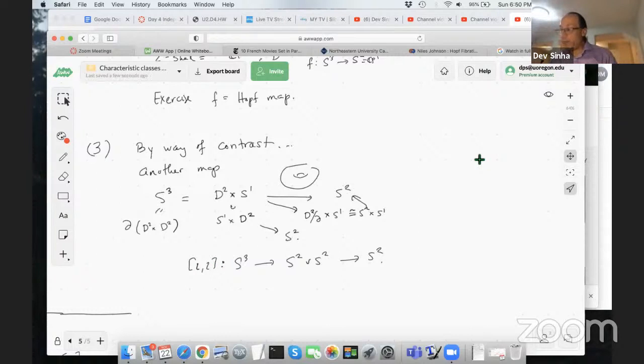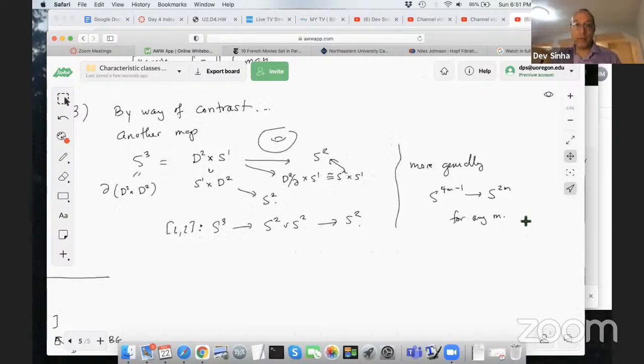And by the way, there's nothing special about 2 dimensions here. Any even dimension, so more generally, say as an exercise, there's a similar map from S^(4m-1) to S^(2m) for any m. So that's an interesting map from a 3-sphere to a 2-sphere. In similar language, now let's talk about the Hopf map.